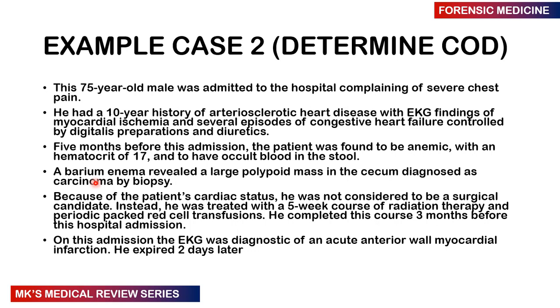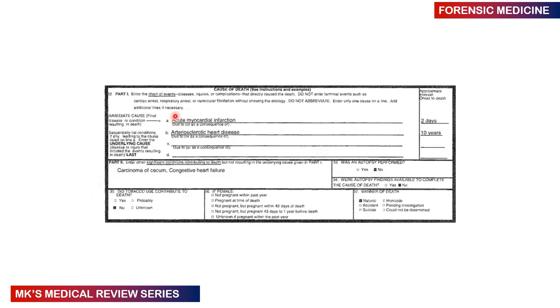So how would you write this out? So this person had acute myocardial infarction, which was for 2 days, secondary to atherosclerotic heart disease for 10 years. Then, of course, the other significant conditions were carcinoma of the cecum, as well as congestive heart failure. Was an autopsy performed? No. So even on that section, on the counterfoil that we look at, if the autopsy wasn't done, we circle no.